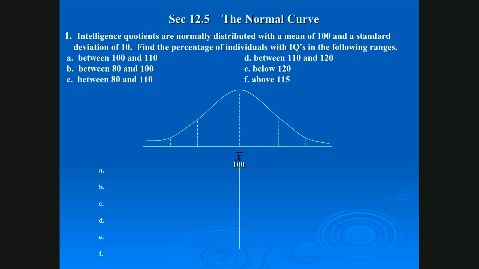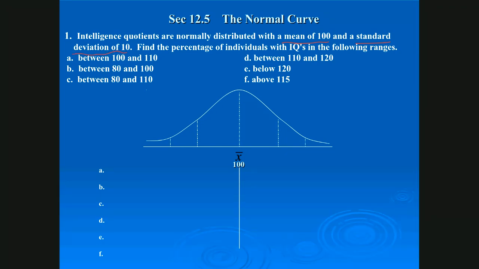Alrighty, in this example, it deals with IQ tests. Intelligence quotients are normally distributed with a mean of 100 and a standard deviation of 10. So find the percentage of individuals with IQs in the following ranges. Well, first we draw our table. We're told that the mean is 100. We're also told that the standard deviation is 10.